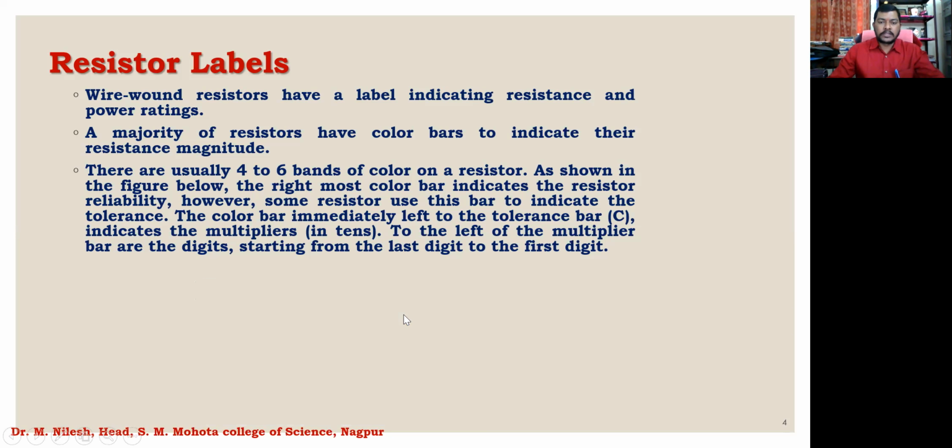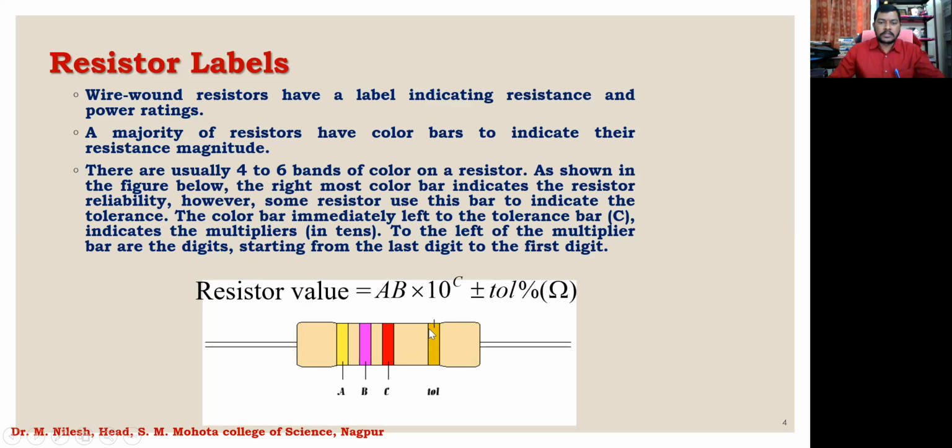So what we write is AB: the first band and the second band are written in conjunction, and then multiplied by 10 to the power of the number of the third band, right? And the fourth band gives us the tolerance, that is, how much tolerance the particular resistance has. I have told you that, and we'll talk on that also.